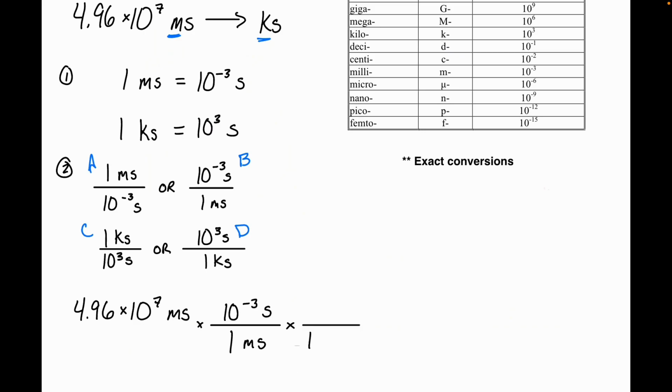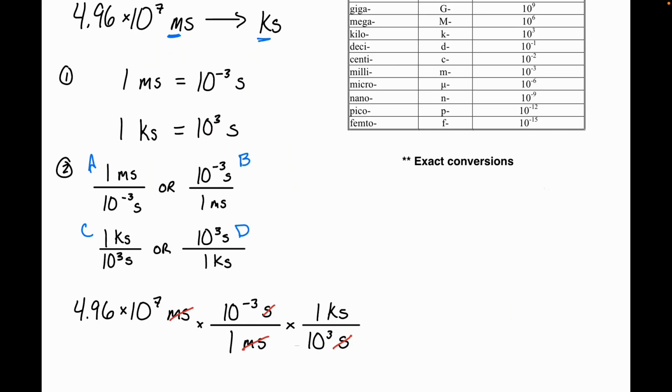All right? So now another jump where we take 10 to the 3 seconds on the bottom and put kiloseconds on the top. Okay? And before we even do any math, before we punch this into our calculator, we can convince ourselves that this is set up correctly because milliseconds cancels out, seconds cancels out, and so the only units that I'm left with here at the end of the day are those kiloseconds, what I'm trying to get into here. All right? Cool. So let's punch it into our calculator.